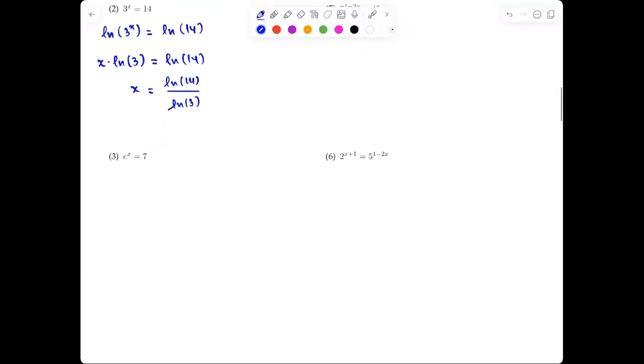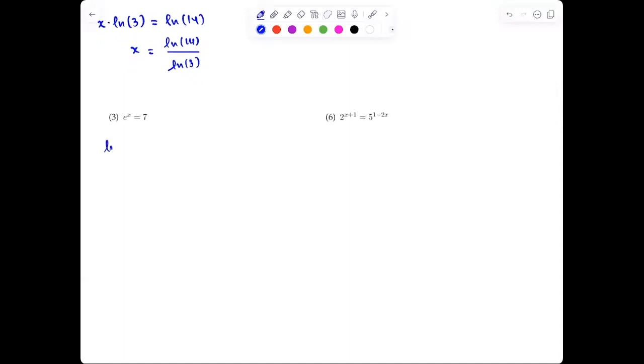Now, number 3, I'm going to apply ln on both sides of the equation. As you can see, there are two different bases: one is base e and the other one is base 7. There's no way you can manipulate one into the other, so I apply ln on both sides. On the left-hand side, I can rewrite this as x times ln of e equal to ln of 7.